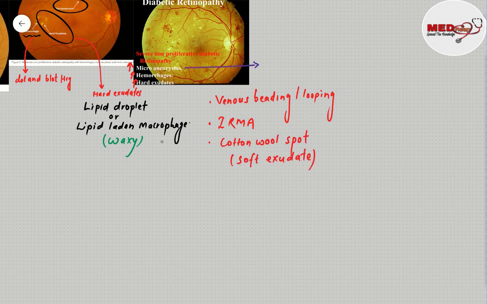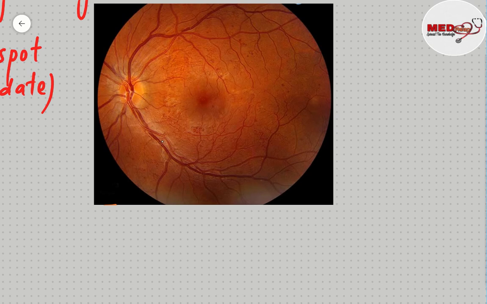To diagnose severe stage, we have a rule of 4-2-1, which means microaneurysm must be present in all four quadrants, and venous beading should be present in at least two quadrants or more, and IRMA must be present in at least one quadrant or more. Now let's clear the term IRMA.